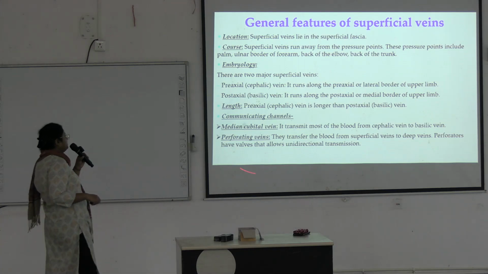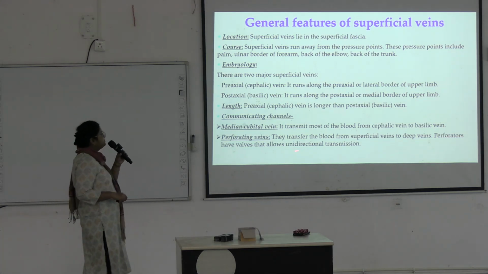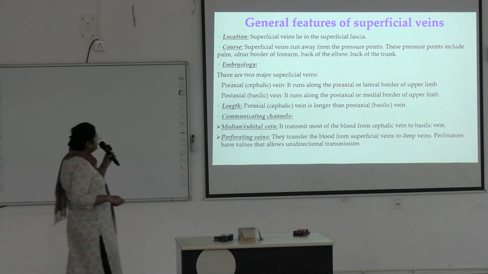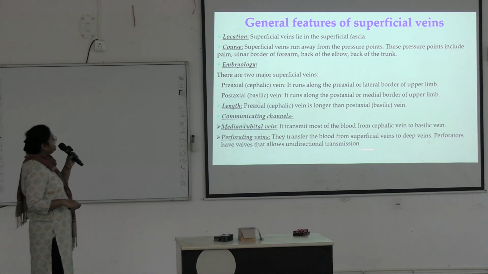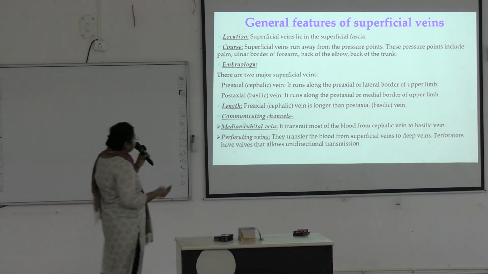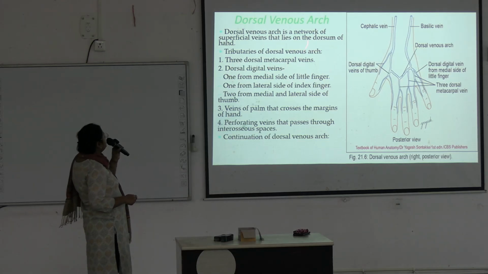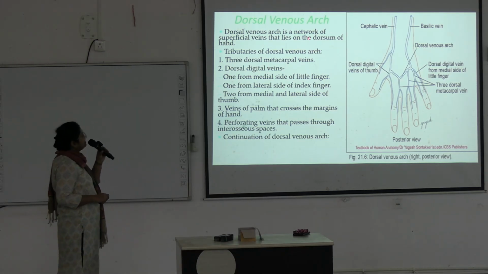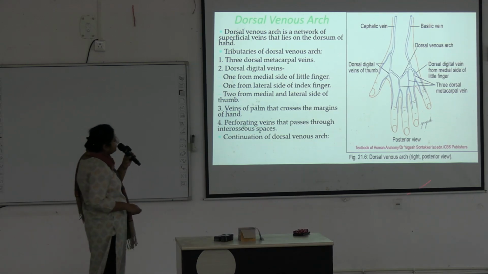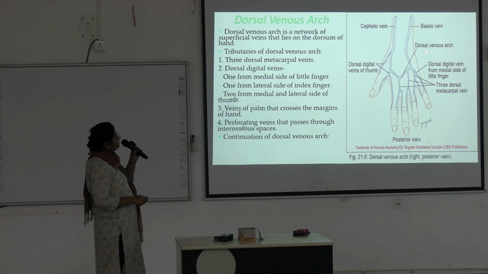So perforating veins, they transfer the blood from superficial veins to the deep veins, and the perforators have valves that allow the unidirectional transmission. Okay, next we are going to dorsal venous arch. See, this is posterior view of the palm. Dorsal, here you can see the dorsal venous arch.